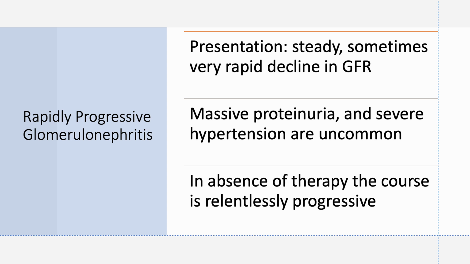So what about the presentation? You have a steady decline in GFR. Sometimes it becomes acute. Sometimes it becomes very rapid. Proteinuria is there, but it's not massive. It's not nephrotic range. Severe hypertension is not common. You see that more in acute glomerulonephritis, like post-infectious GN, sometimes in lupus, especially if you have lupus vasculitis. If we don't treat the patient, the course is relentlessly progressive. You're either going to end with dialysis or even worse, death.